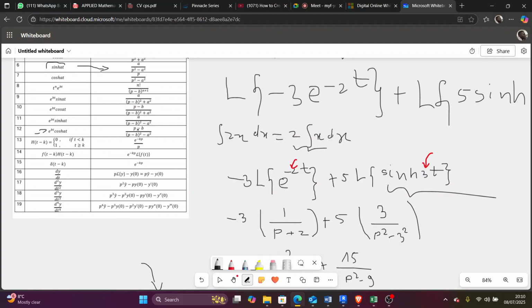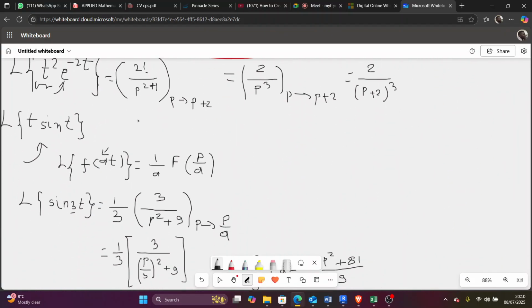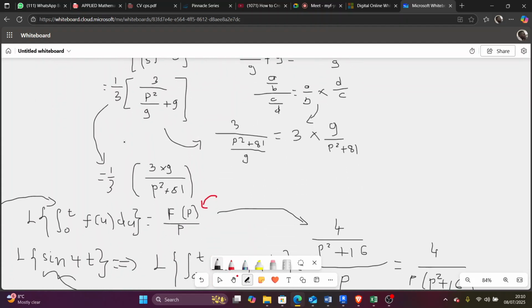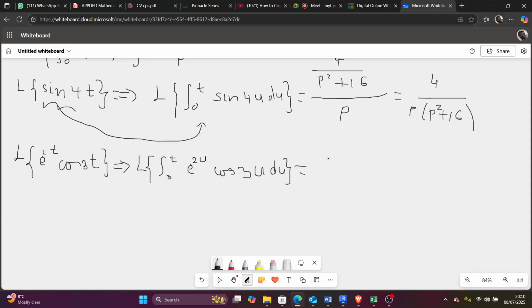It is P minus B. What am I looking at? P minus B over P minus B square plus A square. Let's write it. I hope I'll remember it. P minus B over P minus B square plus A square. P minus B. So it is P minus B.